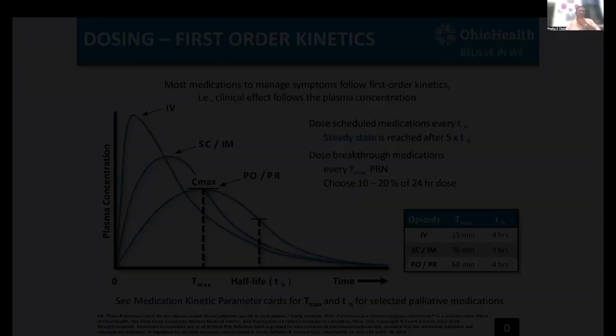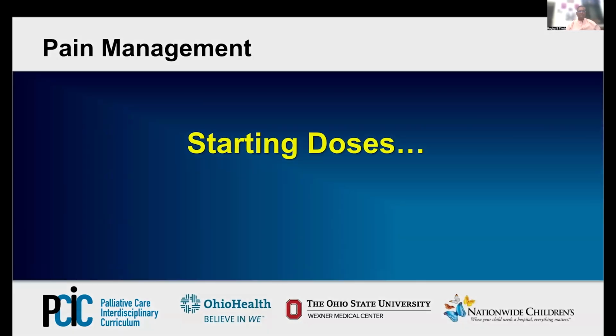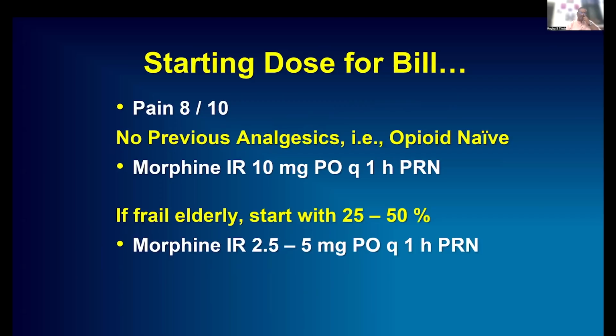Okay. So pain management, starting doses. Now going back to our patient Bill, he was experiencing 8/10 pain. So what dose to start with? There are two main important considerations: whether the patient is opioid-naïve or opioid tolerant. But he was already receiving previous analgesics, so we will not call him naive.